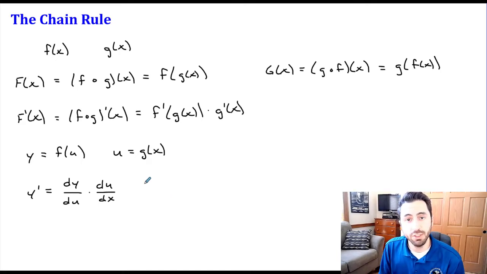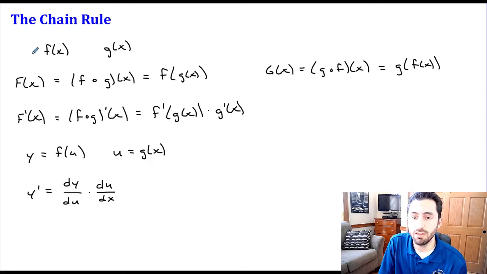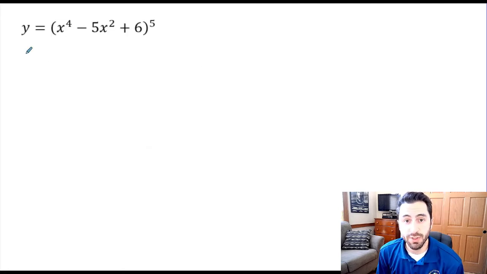So now that we have the chain rule established, let's use it in some examples to make sense of it and talk about how to go through this process. My first example is a standard situation. I have a function y is equal to x to the fourth minus 5x squared plus 6, and this is all raised to the fifth power. This is a composite function where that trinomial inside the parentheses is one of my functions, and I'm raising it to the fifth power.